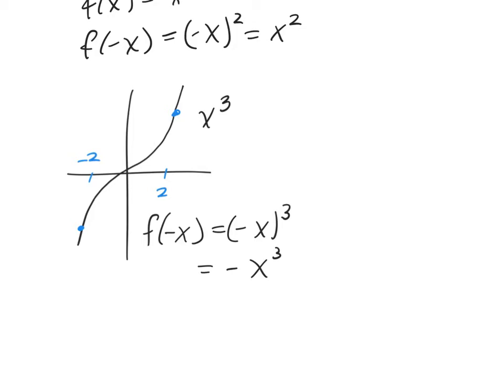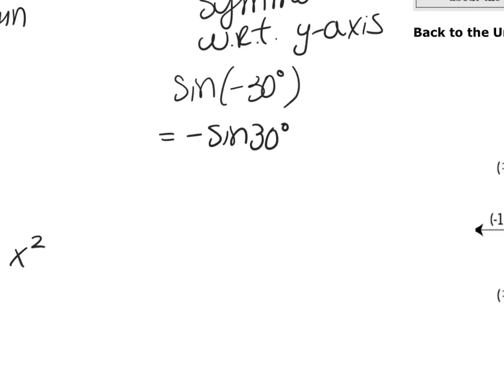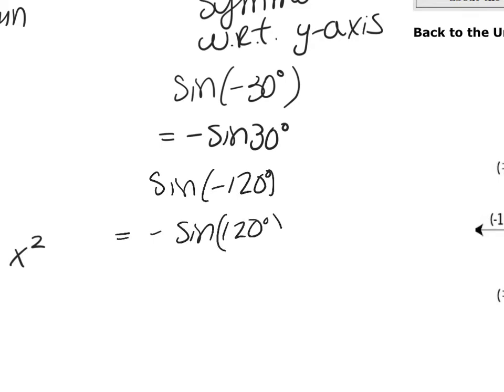Sine is one of the ones that is odd. So if I'm asked to evaluate the sine of negative 30, it is just negative sine of 30. If I'm asked to evaluate the sine of negative 120, because I know it's an odd function, I can just say, oh, I know what the sine of 120 is, and I just slap a negative on the answer.